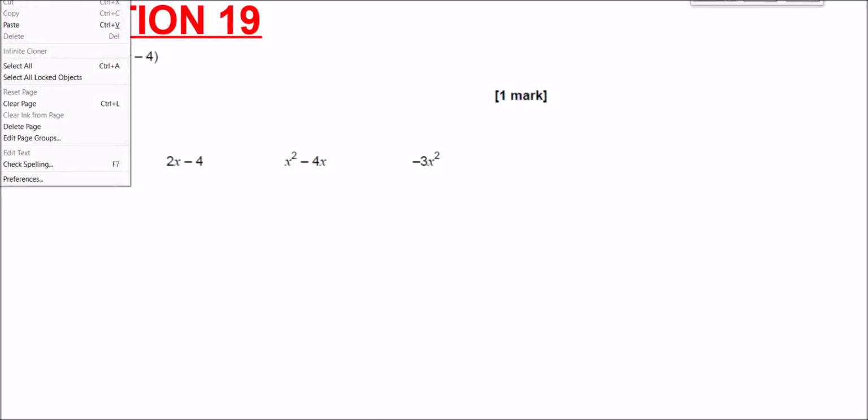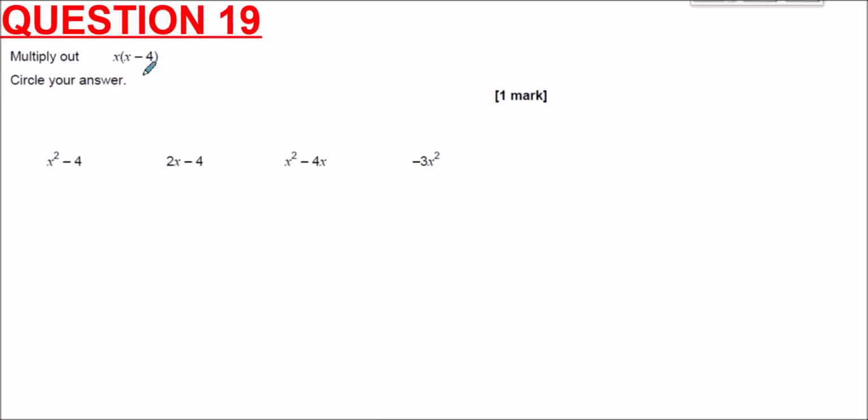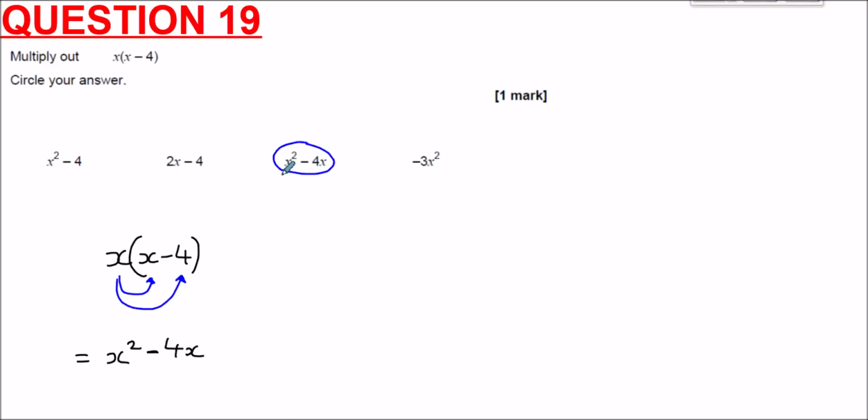Question 19. Multiply out x bracket x minus 4. So we take what's on the outside of a bracket and multiply by what's on the inside. So first we'll do x multiplied by x, which gives us x squared. And then x multiplied by 4 is 4x. But because this is a minus sign, we need a minus sign in here. So x squared minus 4x is what we'd get. Therefore we need to circle this third option.